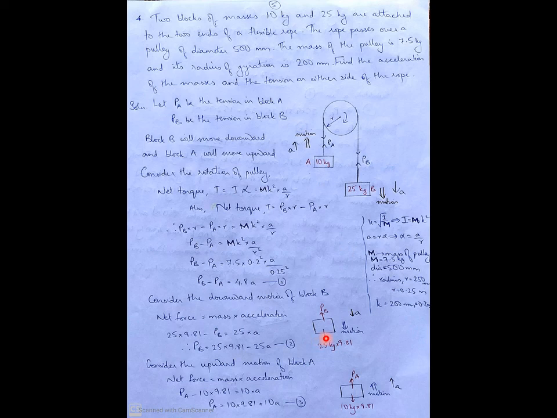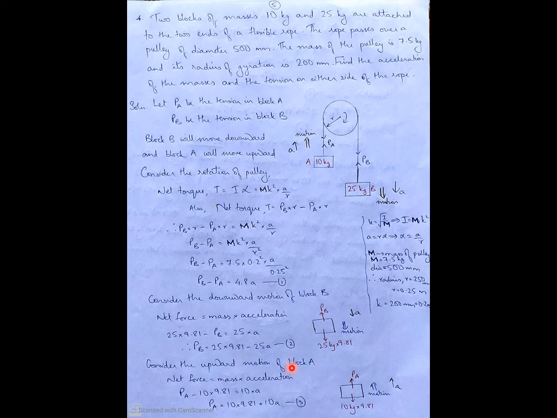So for block B, the net force is, since this is mass, we have to convert it into weight. All these things we have seen in part 5 and part 6 of module 4, so no need for a detailed explanation. So the net force is 25 into 9.81 minus PB equal to mass, 25, into a. So we get PB from this equation. Similarly for block A, the motion is upwards, so it is PA minus 10 into 9.81 equal to mass, 10, into a. So this is equation 3.